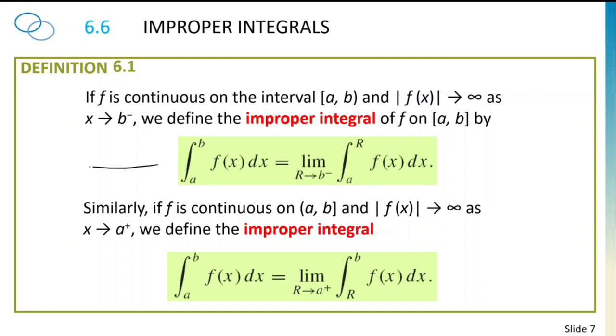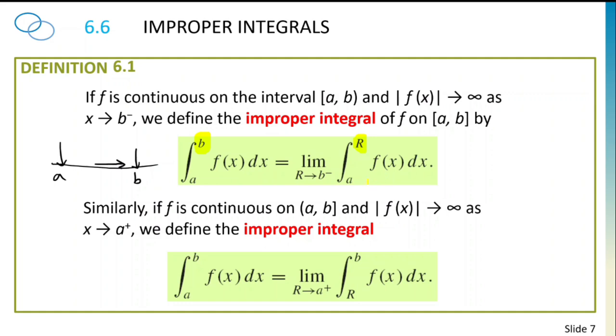You can always think about the interval this way. So you have a, you have b. If you take the limit before b, it approaches b from where? From the left. So for the integration from a to b, let's say we have the issue at b itself. This is the problem where it's discontinuous. So we'll replace b with r, and we'll take the limit as r approaches b from the left.